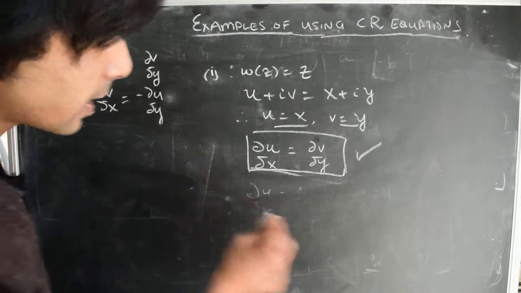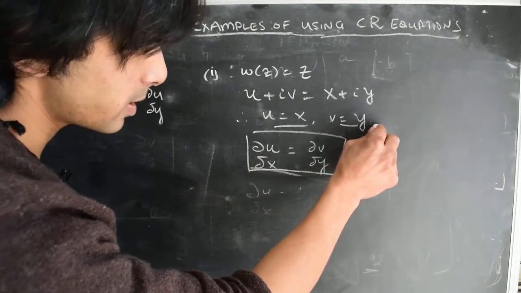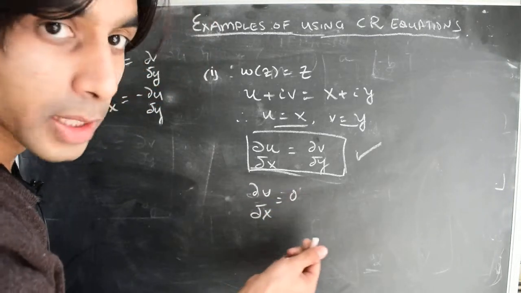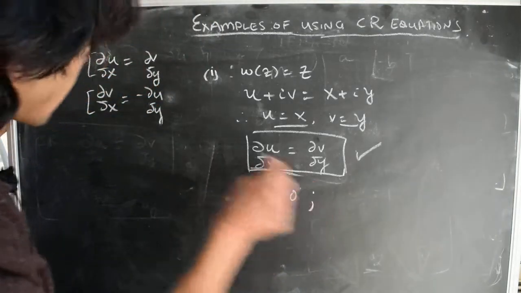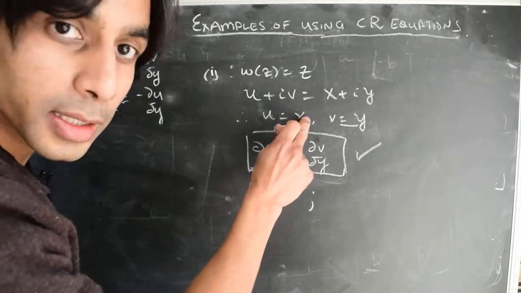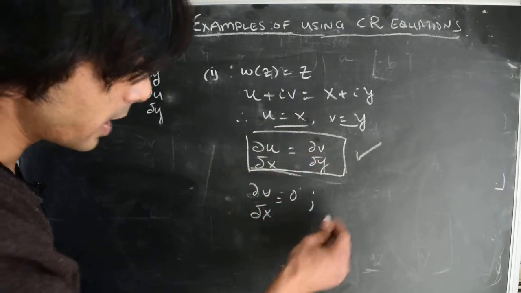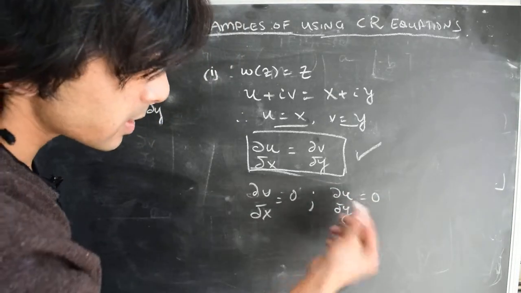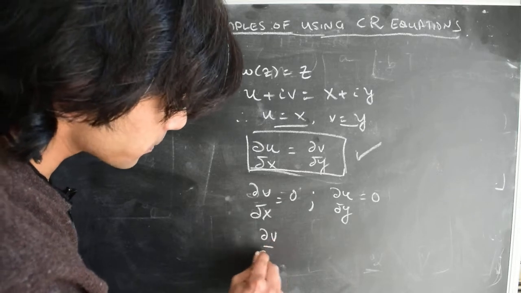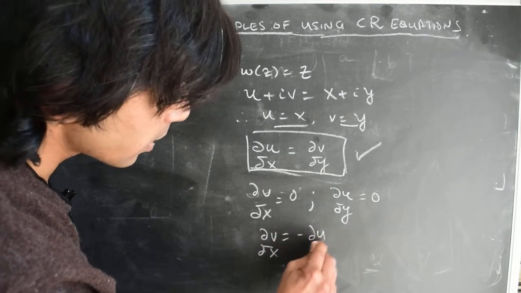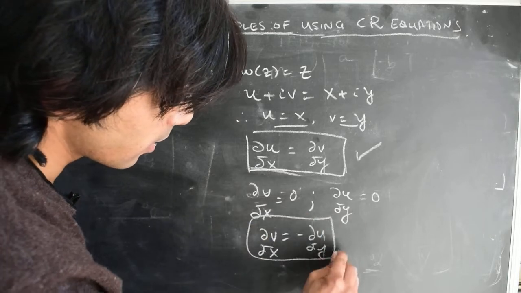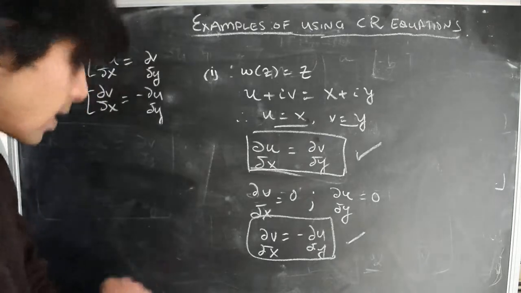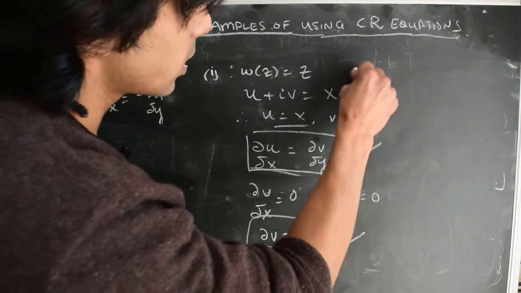Now v does not have an x dependence, so for this particular function dv dx, the partial derivative of v with respect to x, is 0. And u also doesn't contain any dependence on y, so du dy is also 0, and therefore dv dx is equal to minus du dy. So both these Cauchy-Riemann conditions are satisfied for this function, and so it is analytic.